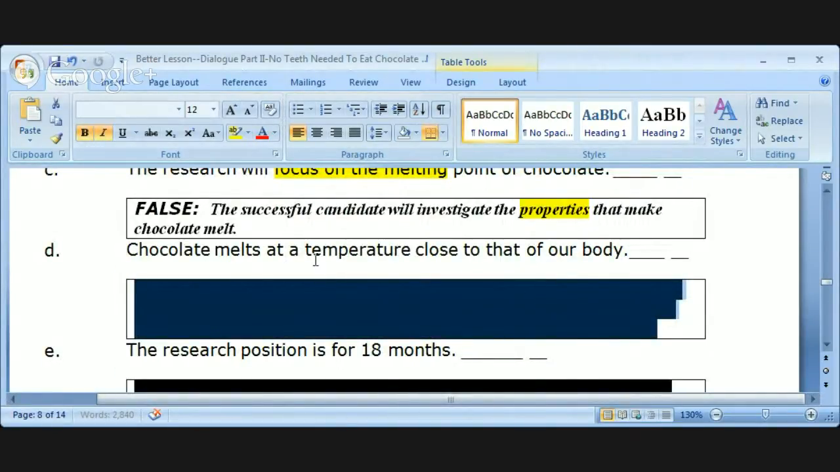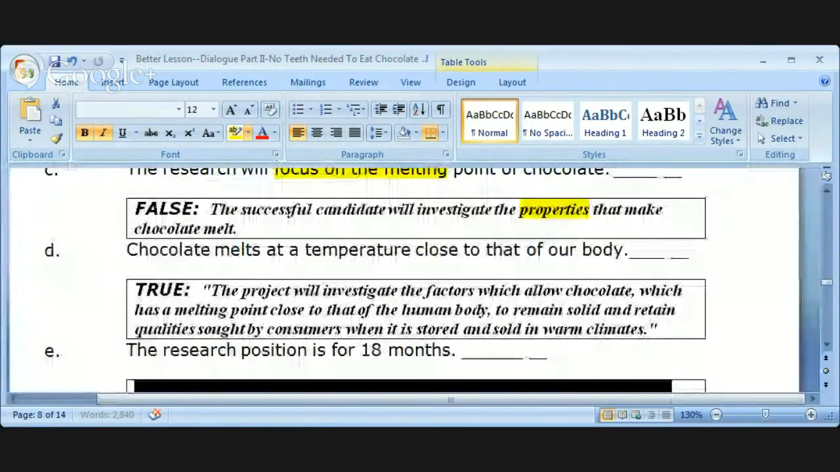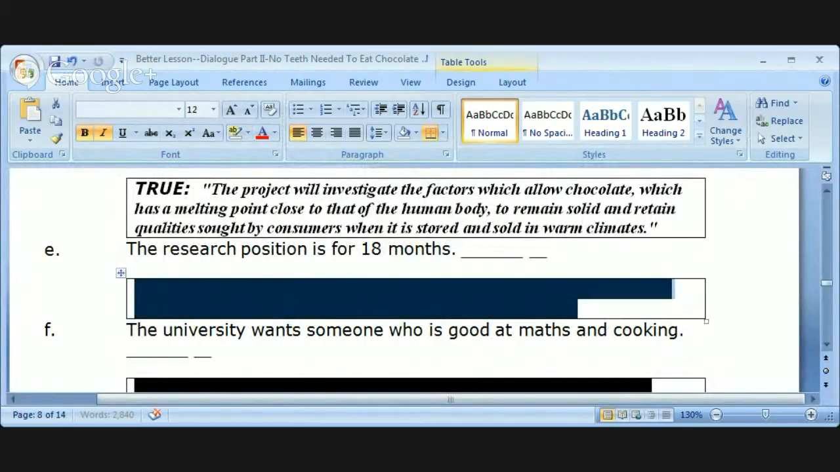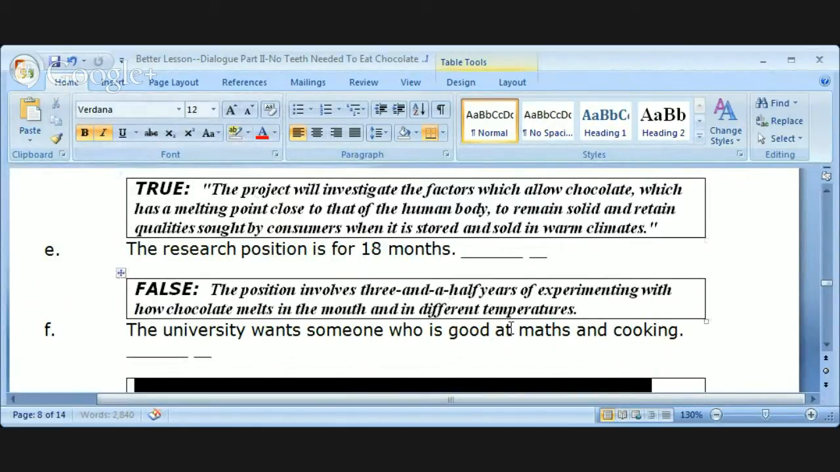Chocolate melts at a temperature close to that of our body. It's true. Sure, that's true. And E, okay. The research position is for 18 months. False. It was longer. It was 3.5 years.